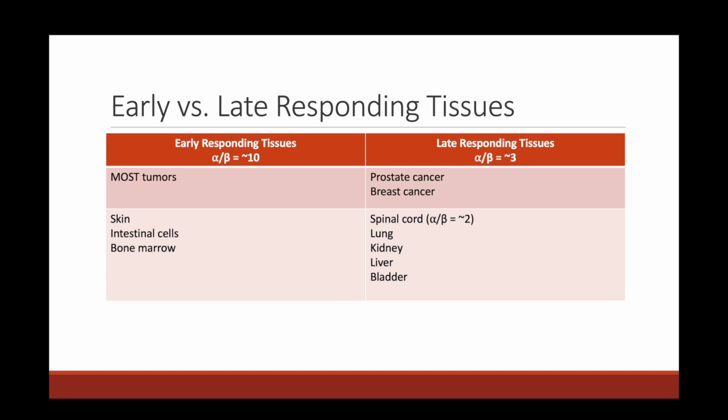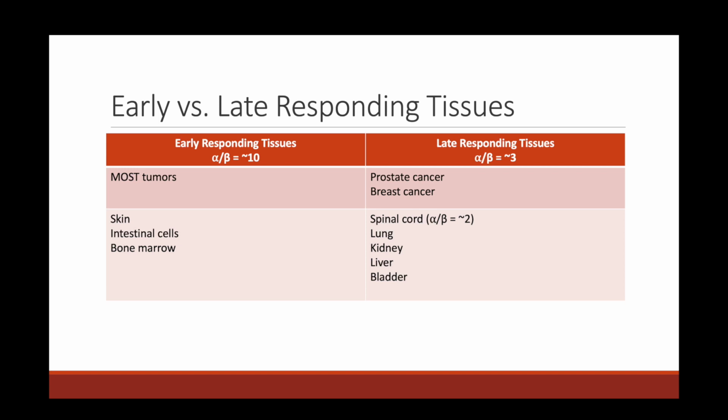But those are good numbers to kind of have in your mind. Alpha beta 10 for early responding tissues generally, and 3 for late responding tissues, very generally. So what are the early responding tissues? As we said earlier, think about cells that are rapidly dividing. So most tumors tend to be early responding, especially tumors that are rapidly dividing, like head and neck cancers. Also, any cells in our body that are rapidly dividing, so skin cells, intestinal cells, bone marrow.